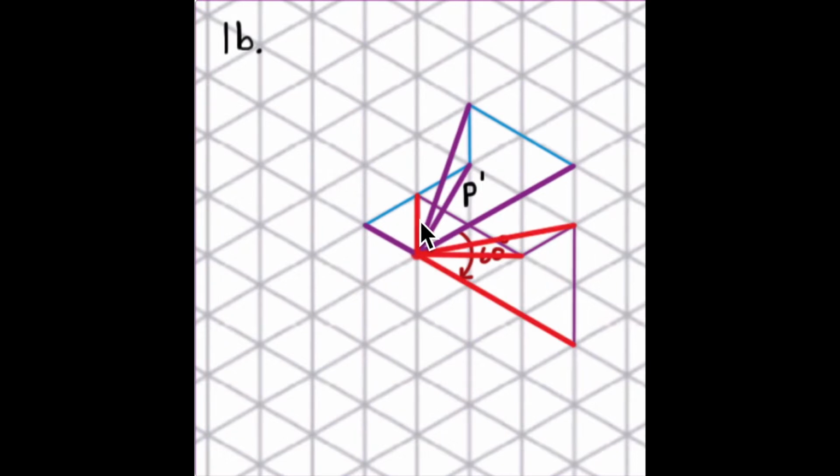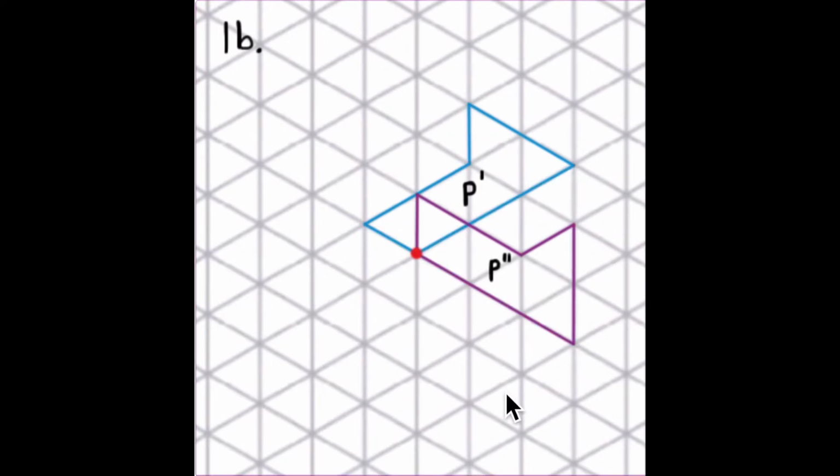So this is a 60-degree rotation from here to here, a 60-degree rotation from this point right here to this point right here, a 60-degree rotation from here to here, and finally a 60-degree rotation from this point to this point. So the whole image gets rotated 60 degrees from P prime to P double prime, we'll call that.